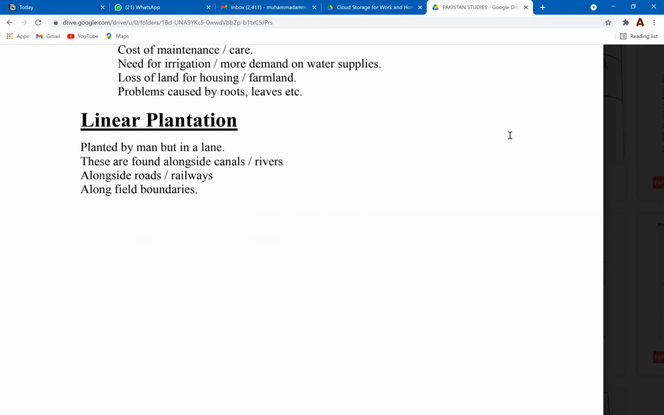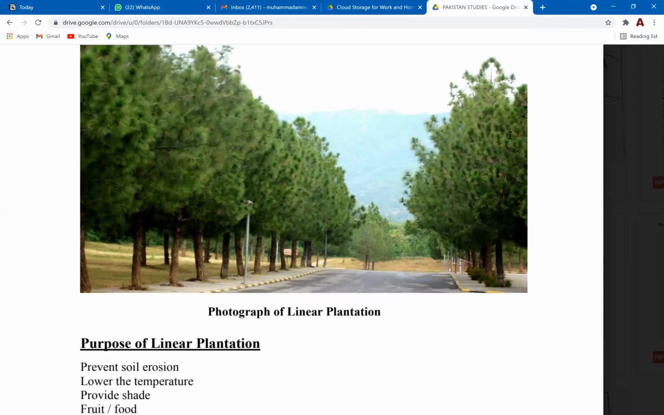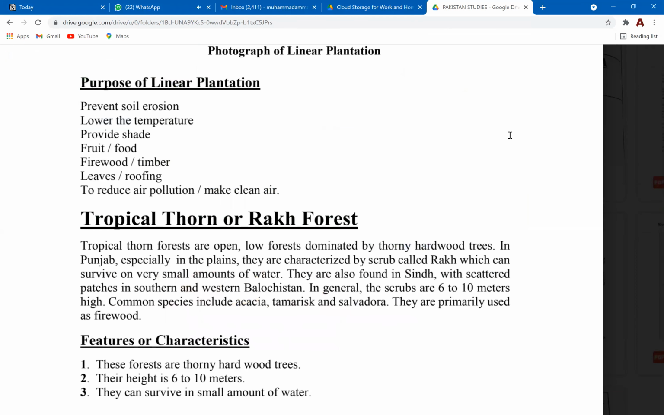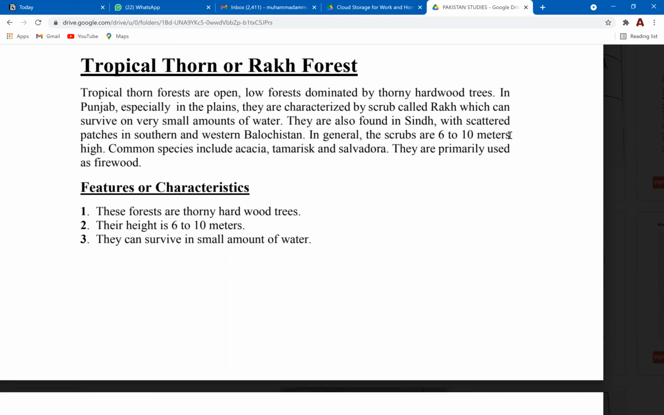All right. Linear plantations, we've already talked about that as well. Purpose of linear plantations: prevent soil erosion against rivers, against mountains, lower the temperatures, provide shade, fruit, timber, leaves, roofing. Okay. And now we're coming towards this last type of forest, tropical thorn or rock forest.